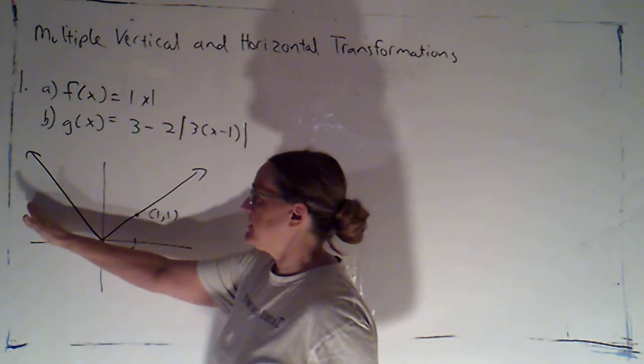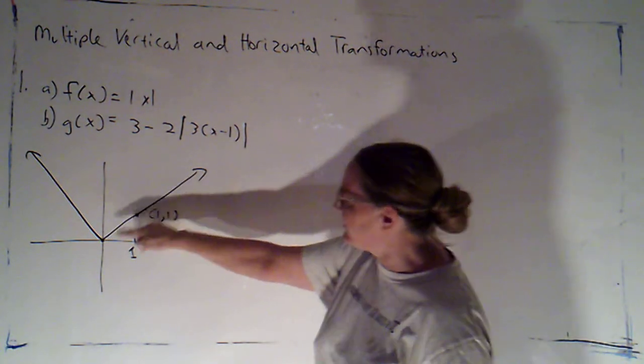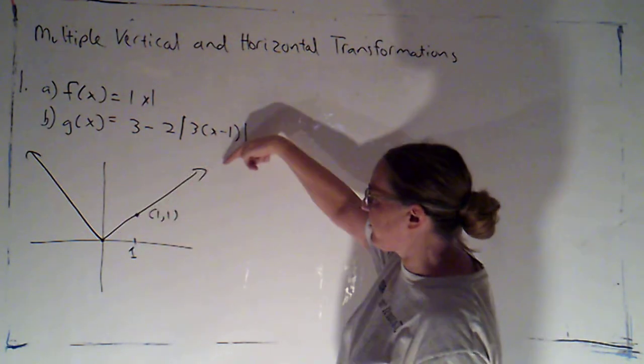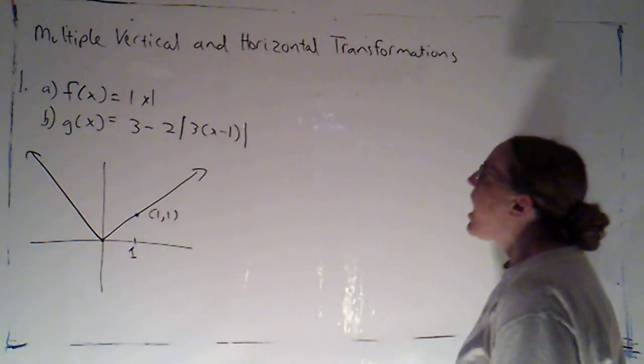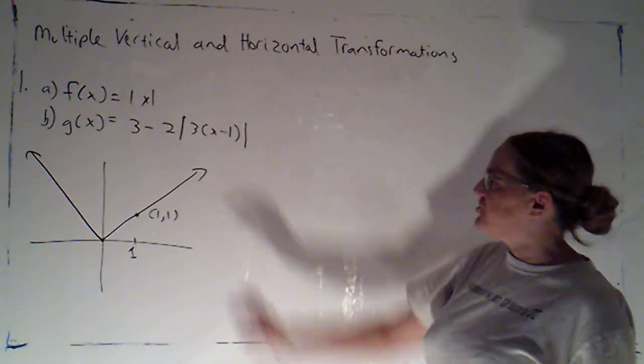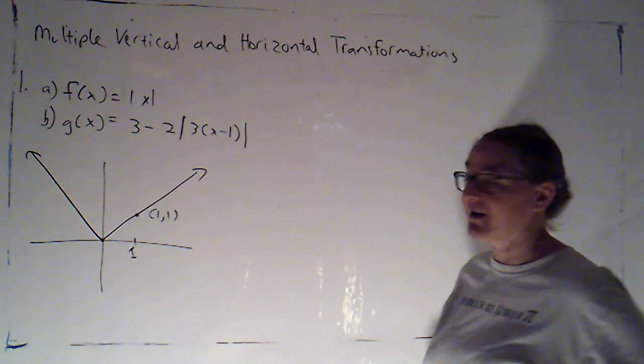And because the left-hand side is a mirror image of the right-hand side, if I've got this point here so that I've got the right steepness for this branch, I'll have the right steepness for the left branch as well. All right, the transformation that we're asked to sketch is g of x, which is 3 minus 2 times the absolute value of 3 times the quantity x minus 1.